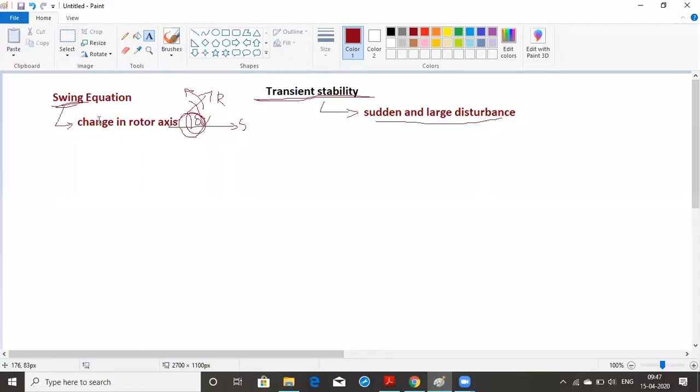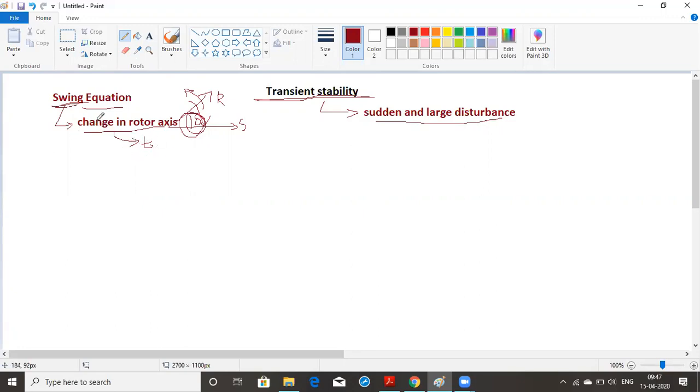So we need to find the equation. If we take the change in the rotor axis as a function of time, then I call this equation the swing equation. I am just trying to define the swing equation: the change in the rotor axis as a function of time.